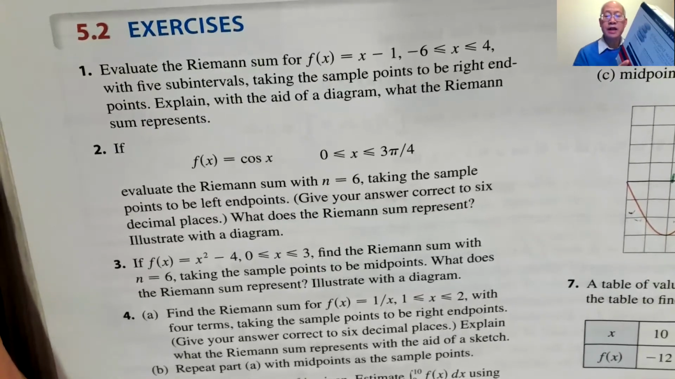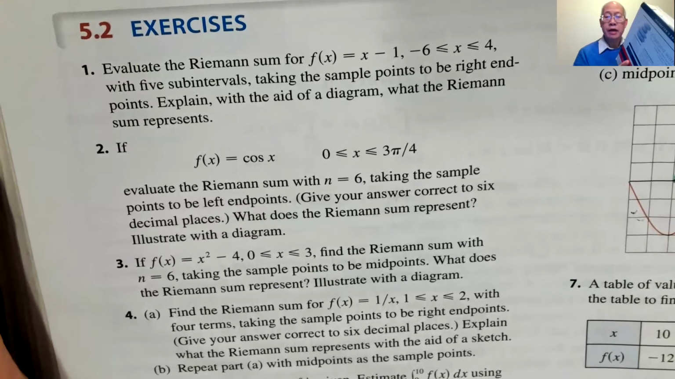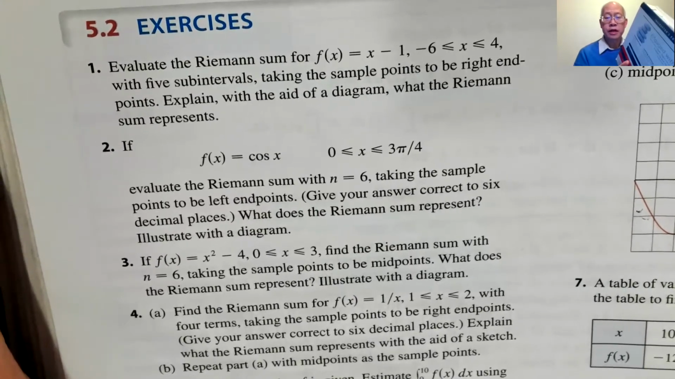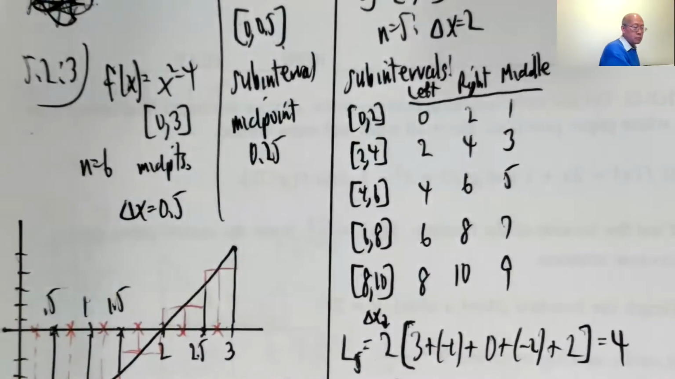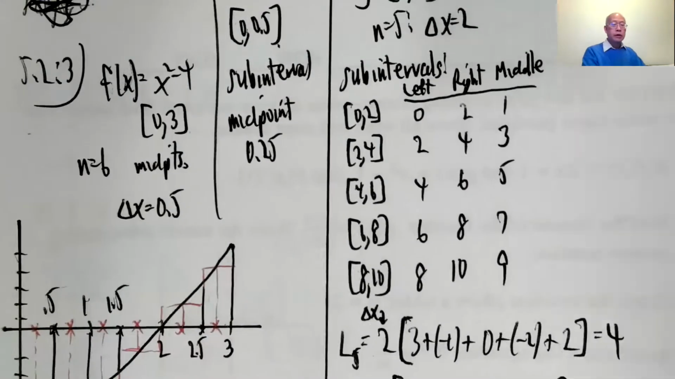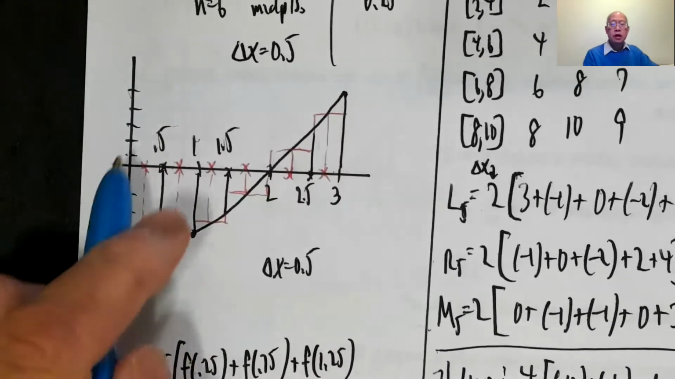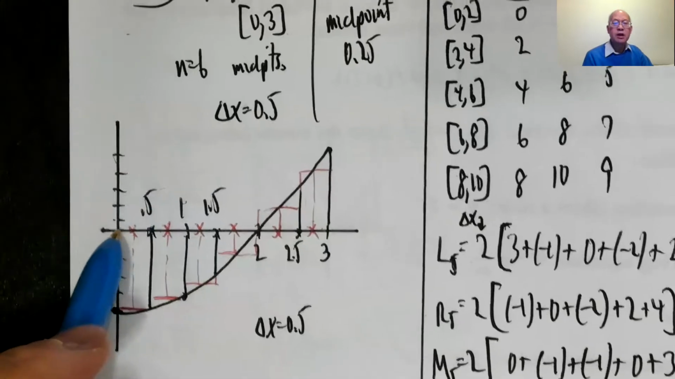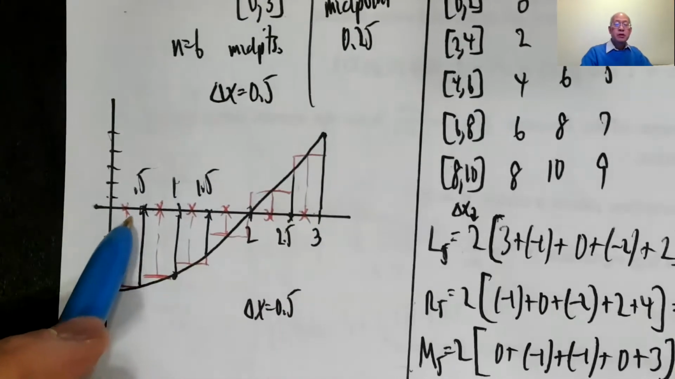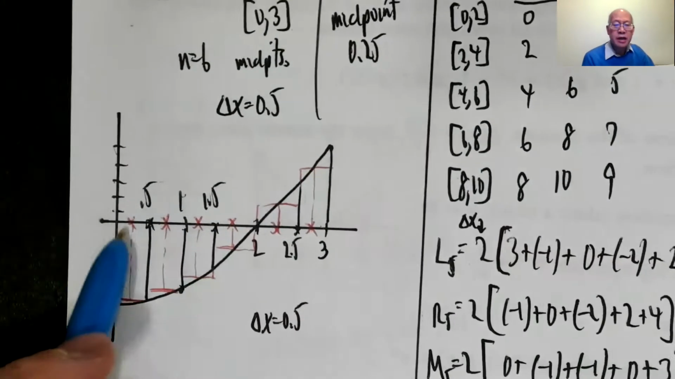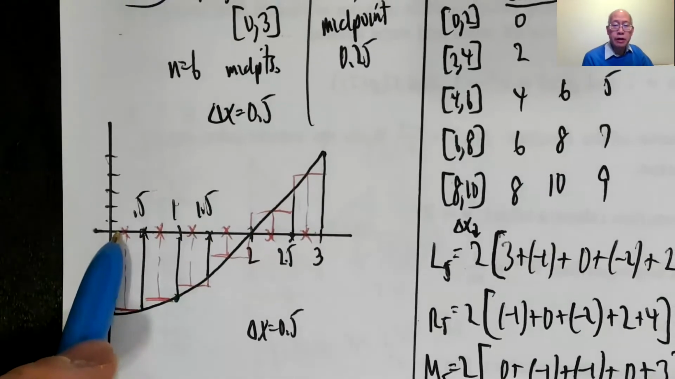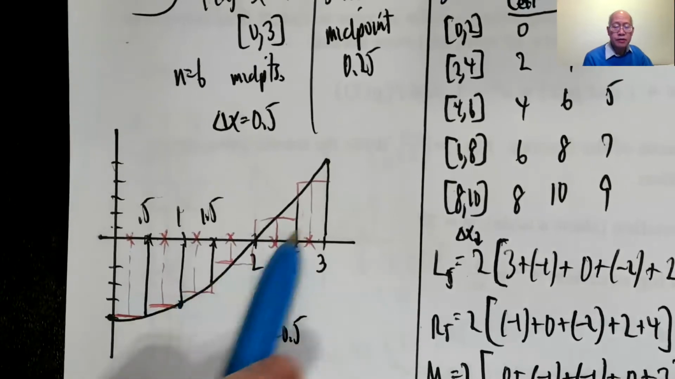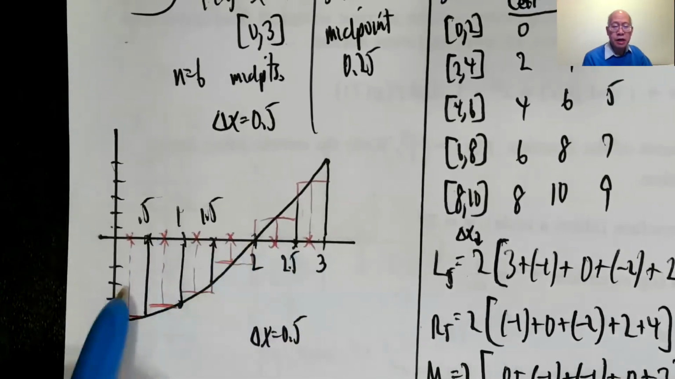If the function is negative, then the region bounded by the x-axis and the function would be negative because the function values are negative. So here's the graph of the function. I chopped the region up into 6 pieces because they told me to, so delta x is 0.5. When I go base times height, some of the heights are actually depths. You're going down, so the function values are negative. Some are positive, so it looks like there's going to be a cancellation.